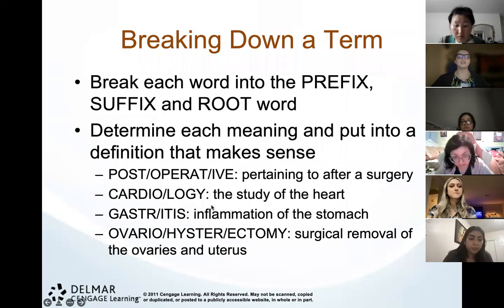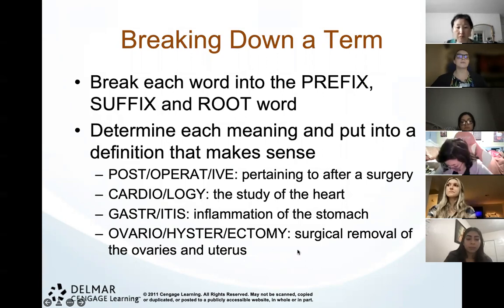Again, with cardiology, cardio, the heart, ology, the study of. So the study of the heart. Gast, that's talking about the stomach. Itis, meaning inflammation or infection. So we have inflammation of the stomach when a patient has gastritis. And then ovariohysterectomy, we can break that term up. Ovario is ovaries, hyster is uterus, ectomy is the surgical removal of. So that's the surgical removal of the ovaries and the uterus.